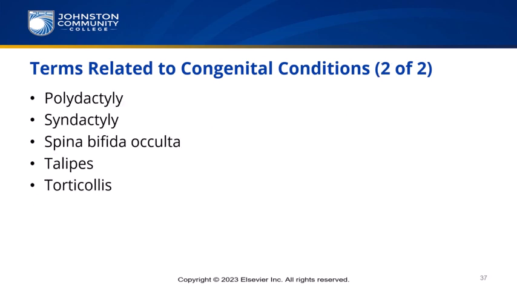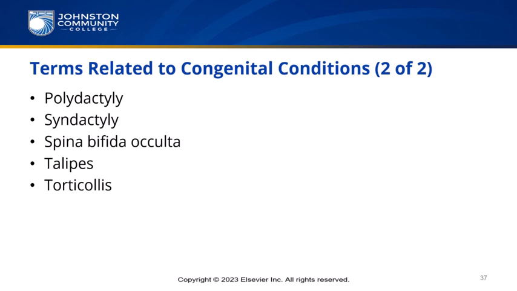Now these first two terms have to do with the digits, fingers and toes. We have polydactyly. Poly means many or much, and dactylo means fingers or toes. And then that Y ending again is a process. So this is a condition of more than 5 fingers or toes on each hand or foot. Then you'll notice we have syndactyly. Syn means joined or together, and this is a condition of the joining of fingers or toes, giving them a webbed appearance.